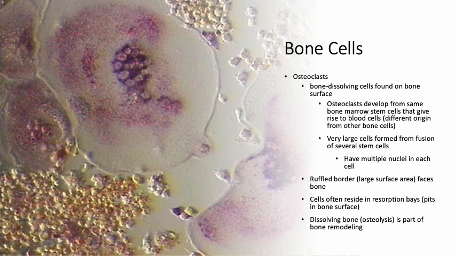They have a ruffled border, and they often reside in reabsorption bays or pits in the bone surface, so little indentations in the bone surface. You can see these cells more frequently there. They dissolve bone for bone remodeling and also electrolyte balance. The dissolving of bone is called osteolysis. Osteo means bone, and lysis means to break down or destroy. So osteolysis just means to break down or destroy bone.